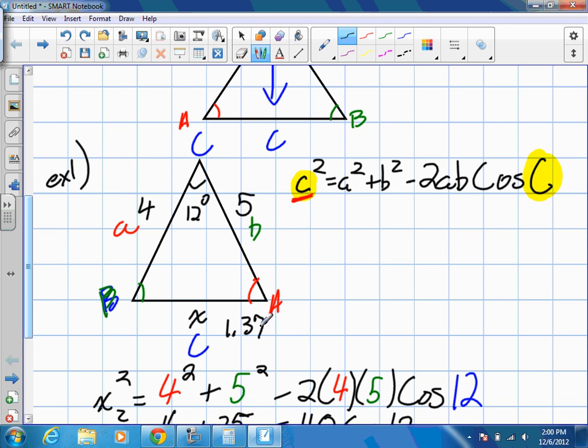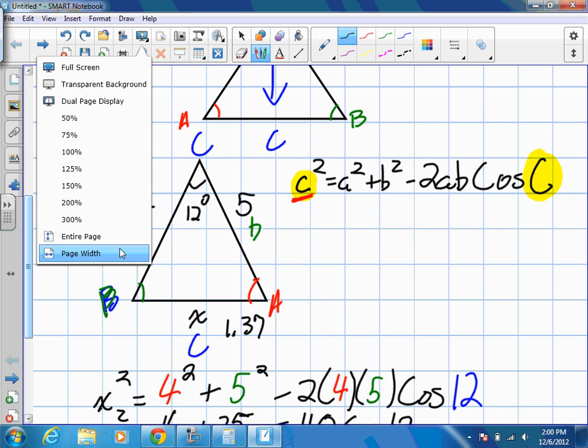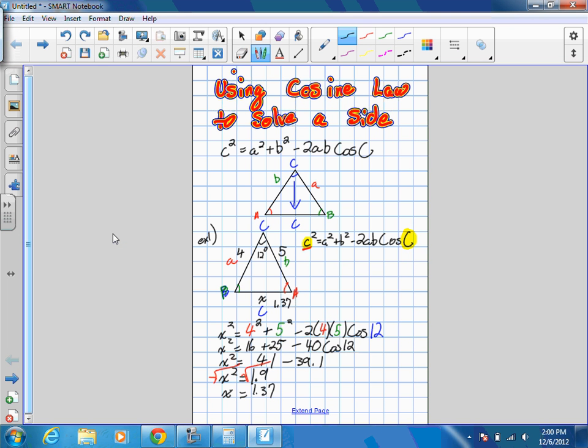Okay? So really the hardest part about this is setting it up, if we've only memorized one formula, set it up so that C is our unknown, and then just going through the process of BEDMAS. That's all there really is to it when we're solving for the side using cosine.